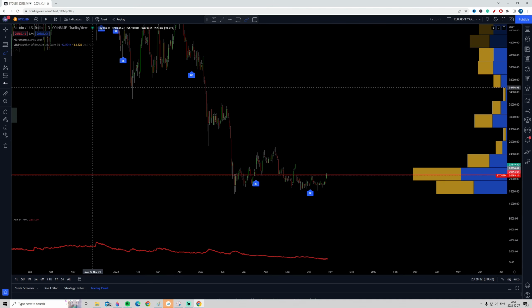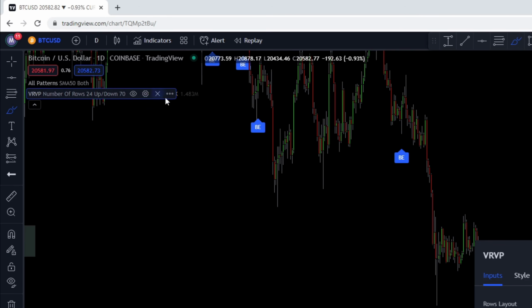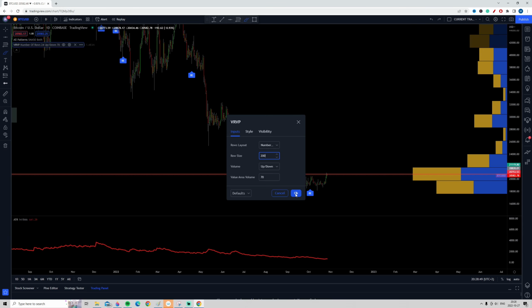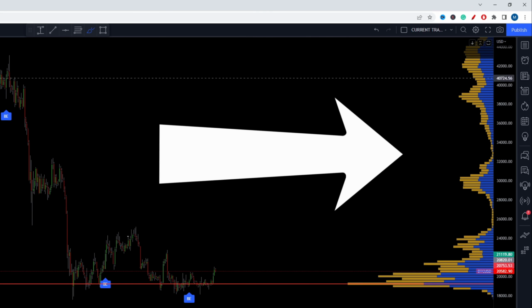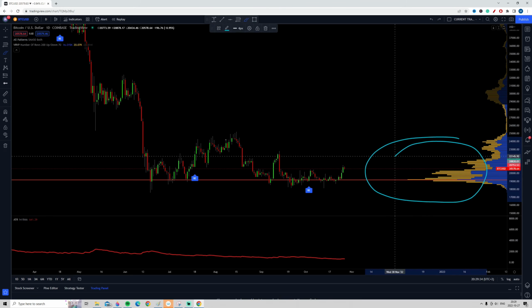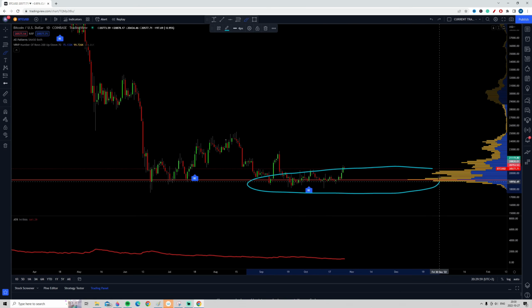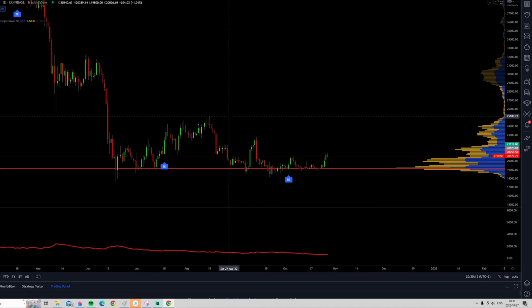I want to change some settings before we continue here. So I'm going to go up to the settings tab right here, and I'm going to change the row size to 200. This will make the bars on the side much smaller so that we get a more precise volume profile. Alright, so now you may wonder, what do these bars on the side actually mean? These bars basically tell us where on the chart we have seen the most volume. And in the case of Bitcoin, we are still looking at Bitcoin, it tells us where the most Bitcoin has been traded.